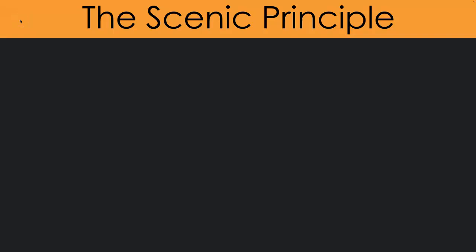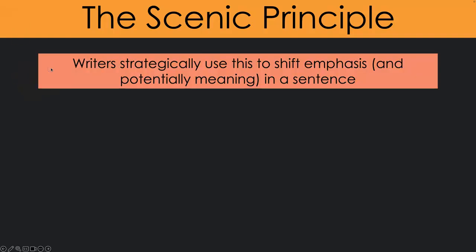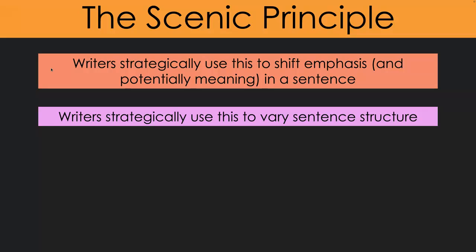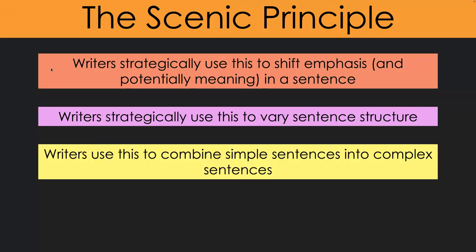So let's start thinking about what are the properties of the Scenic Principle distilled down. So first, we want to remember that writers strategically use this to shift emphasis and potentially the meaning in a sentence. Remember how I'm moving those things around to try to call my reader's attention to different components of it. Writers use this strategically also to vary sentence structure. So that way you're not starting every sentence with the same noun over and over again. The aboutness principle says that we often keep similar sorts of nouns in the front of our sentence. Well, this allows us to vary up that sentence structure so it's not boring.